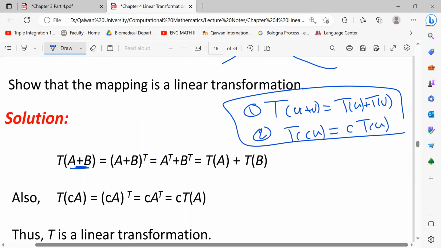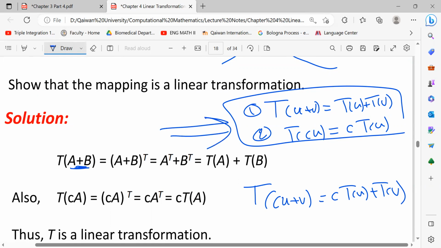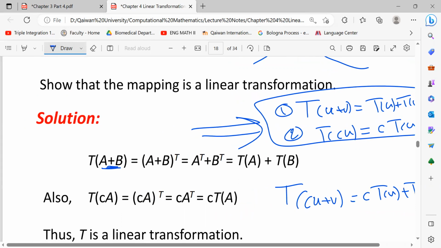Okay, either use this, or use T of CU plus V must equal C T of U plus T of V. Here in this example this is used, and you can also use this to show that if it satisfies this condition, it means it's a linear transformation. If not, it's not. Okay, look, here we let A and B belong to M by N.